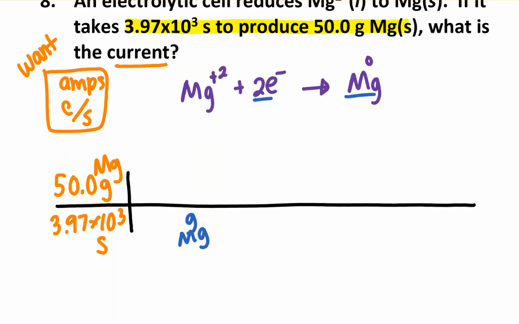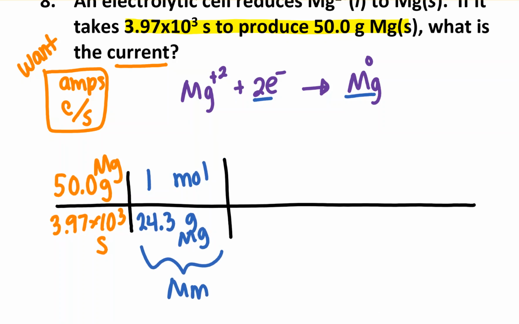So if I could get to moles, then I could use that to get to electrons, which is closer to charge. So I'm going to go to moles. And this, of course, is the molar mass. I'm going to put moles, this is moles of magnesium, down here. And I'm trying, again, to get to charge.